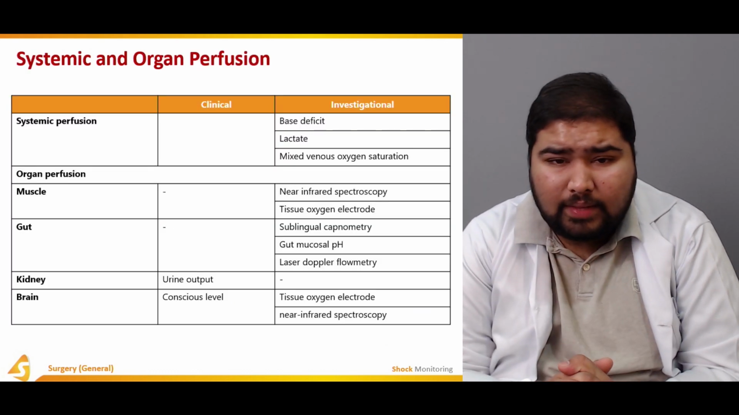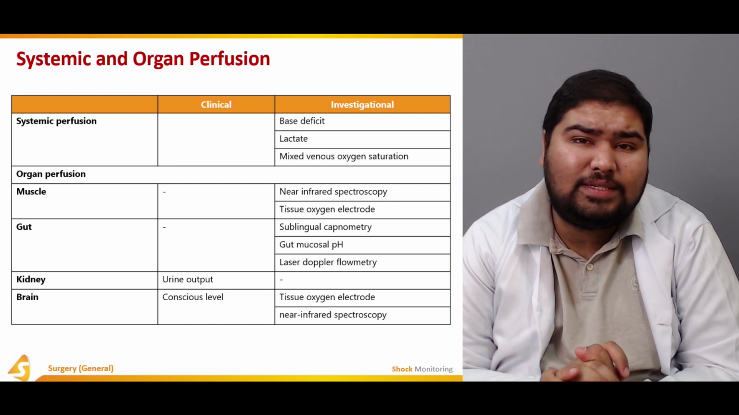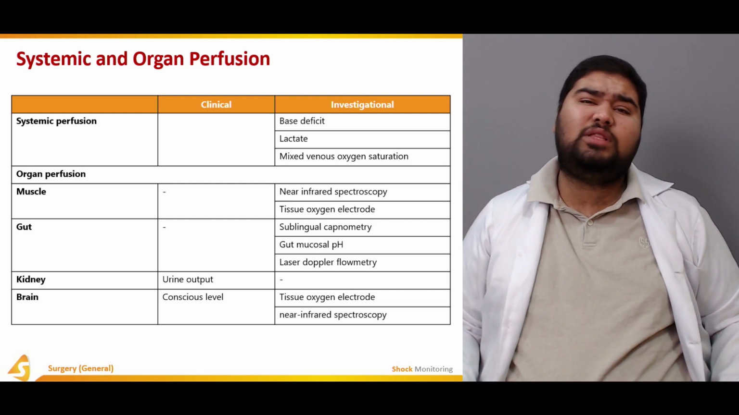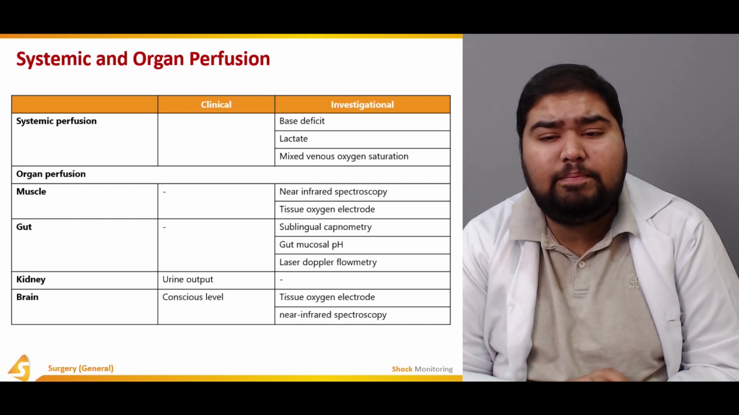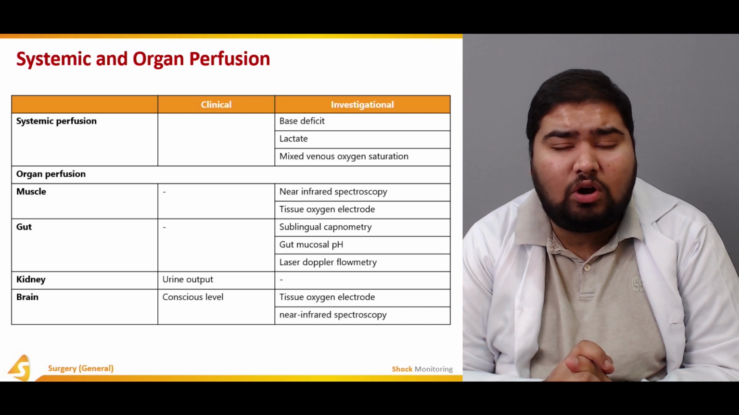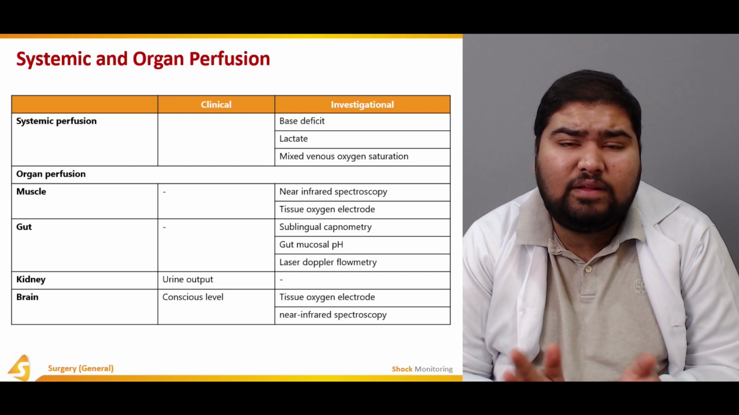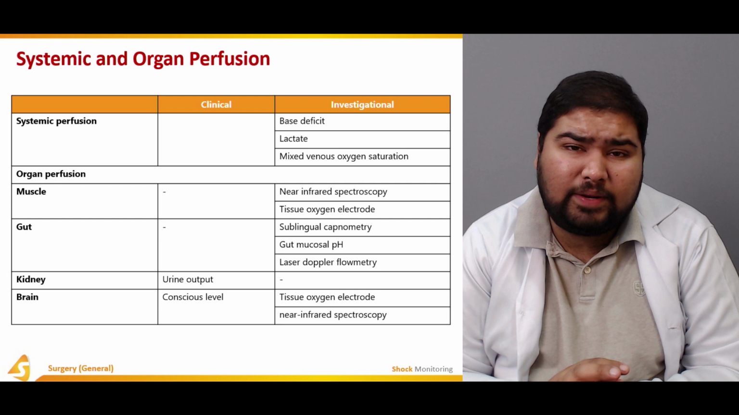Now, let's see what are the clinical signs and what investigations can be used in the shock. So in order to check systemic perfusion, there are no clinical signs as such. However, we can look for the base deficit, the blood lactate, and mixed venous oxygen saturation. So the base deficit is actually the difference between the acid and the basic components in the blood.